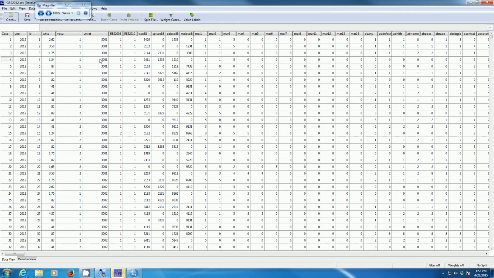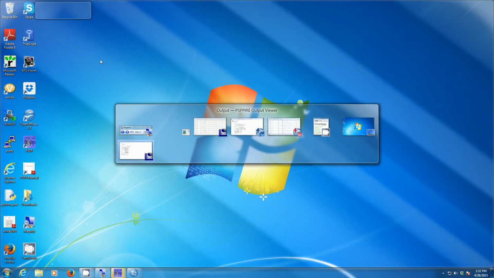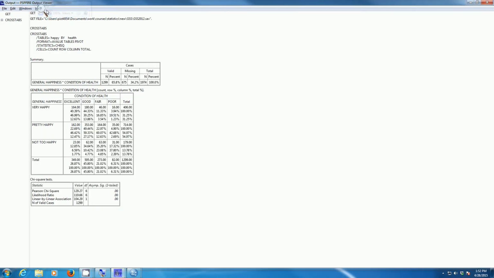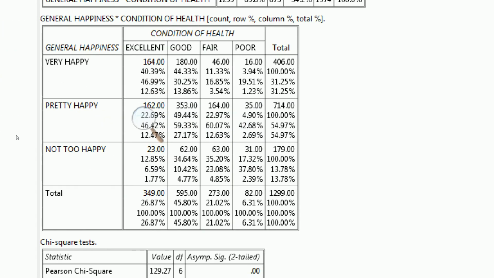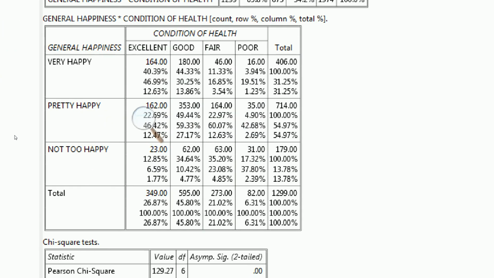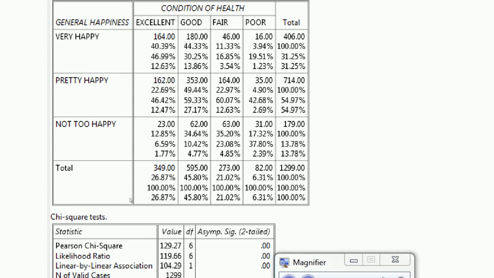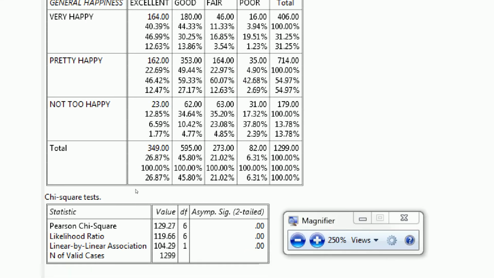And then once we go to our output window, we're going to see that PSPP has basically generated the same kind of results that we found in SPSS. So here we have a bivariate table of health and happiness. PSPP by default includes a lot more percentages than SPSS does. But we're really interested in these values. So we see that our Pearson chi-square test statistic is 129.27, the same thing that we got from SPSS, for 6 degrees of freedom, and we see that our p-value is essentially 0.